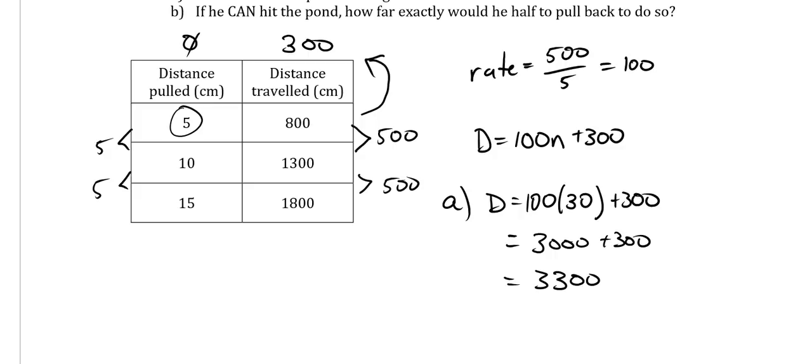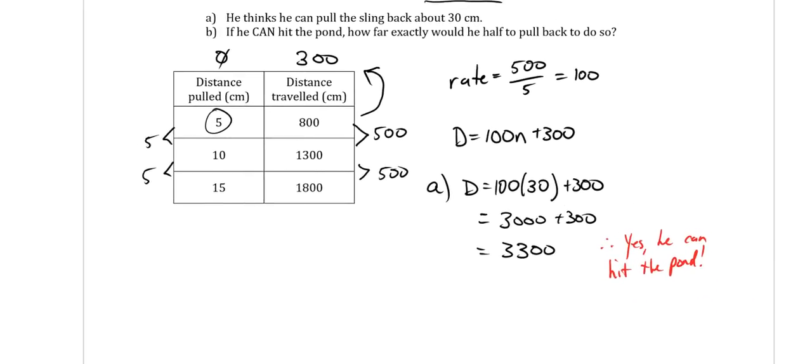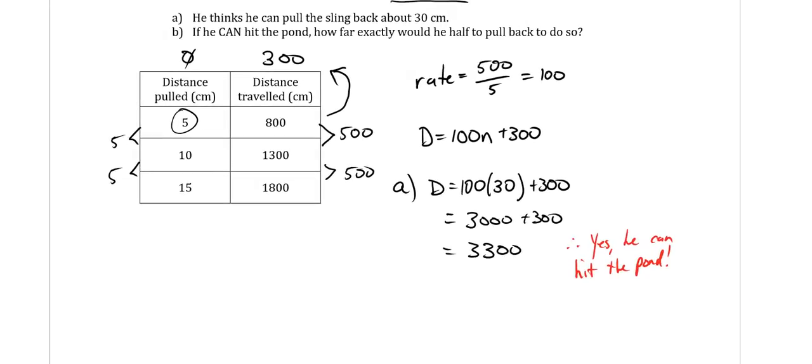Can he hit the pond? Yeah, if you carry the two, then you get more. Therefore, he can hit the pond. He can go past the pond. So if he's calculating it, how far exactly would he have to pull back to hit the pond? This is a trickier question.